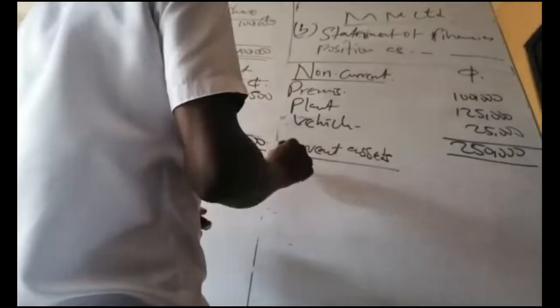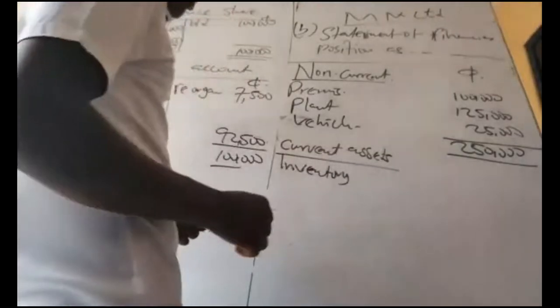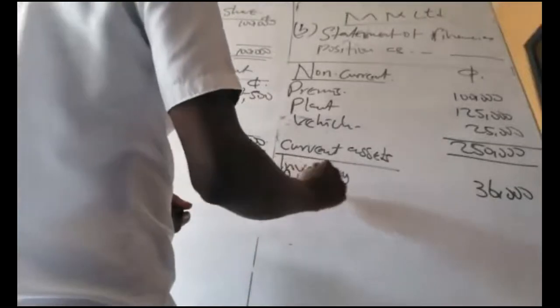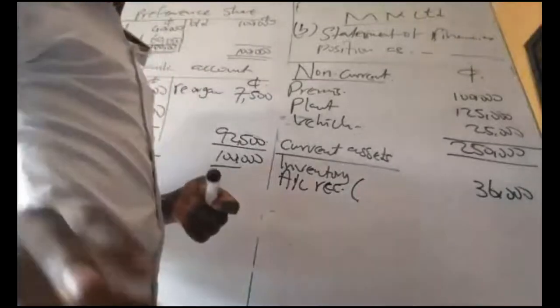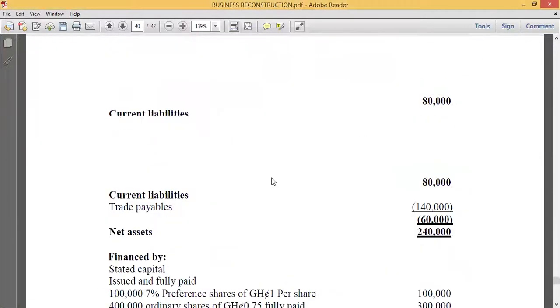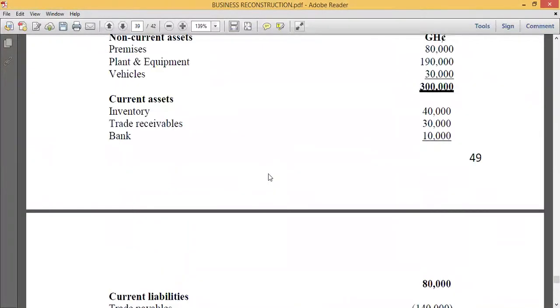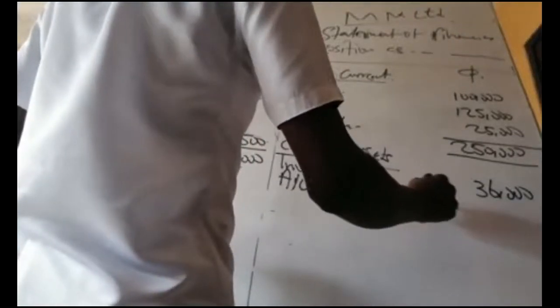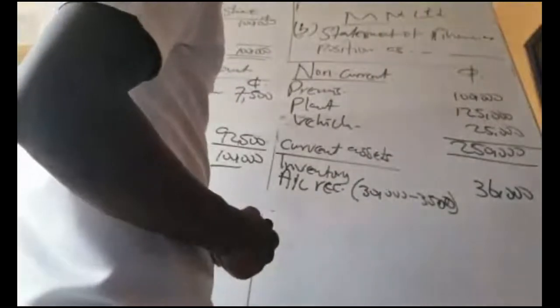Inventory. It was a loss of 6,000 or so, so you have to pick the 36,000, right? Inventory is 36,000. Receivable. What's the value of the account receivable? The value is from the financial position. Trade receivable. That's 30,000, right? Good. So the 30,000 less the 3,500 bad debt.